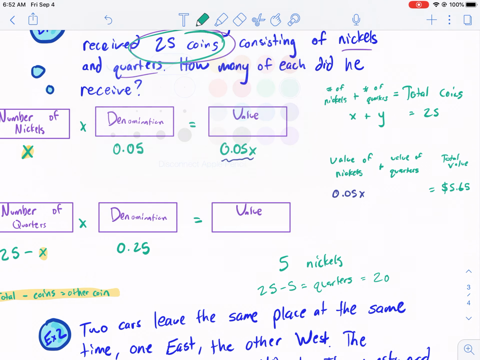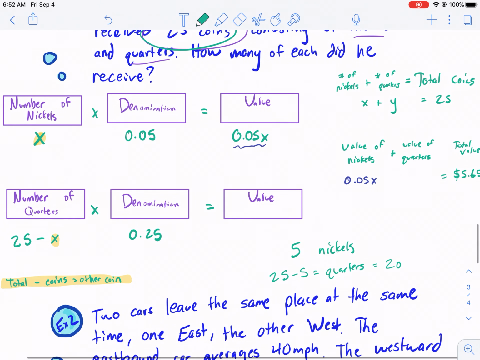Let's move on to the quarters. So the number of quarters is 25 minus x. This is a key thing. This is the fundamental thing for this problem. If you can understand that you take the total number of coins, subtract the number of nickels to get the number of quarters, then the rest is fairly straightforward.